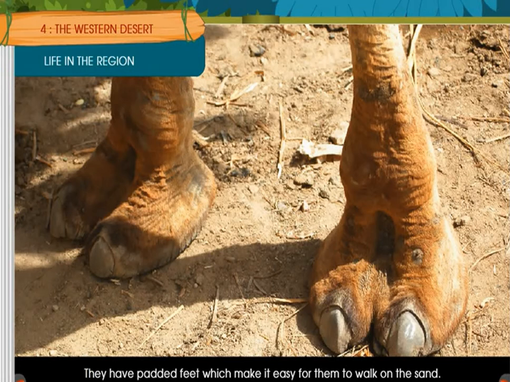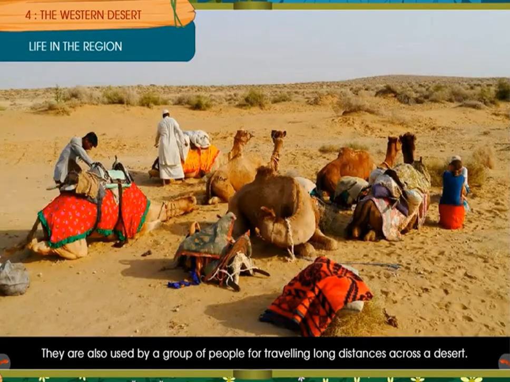See, they are also used by groups of people for traveling long distances across a desert. See, children, they are using the camels to travel long distances. A group of people are moving from one place to another in search of food, isn't it? So, they are using camels to carry their loads. Yes, children, such groups are known as caravans.